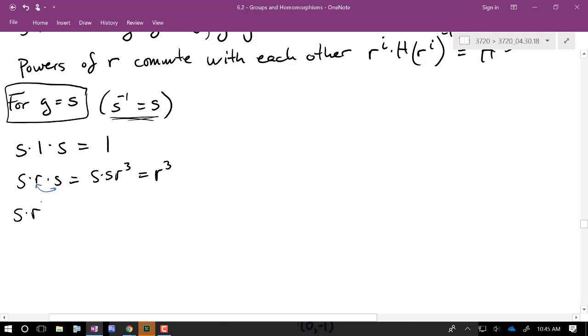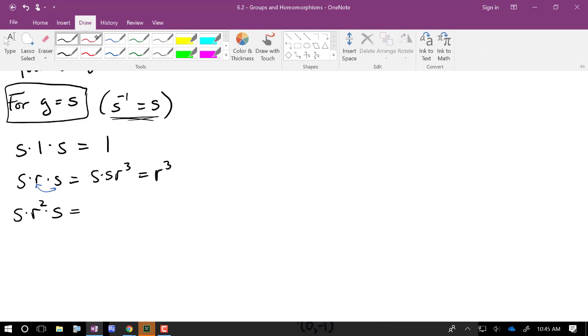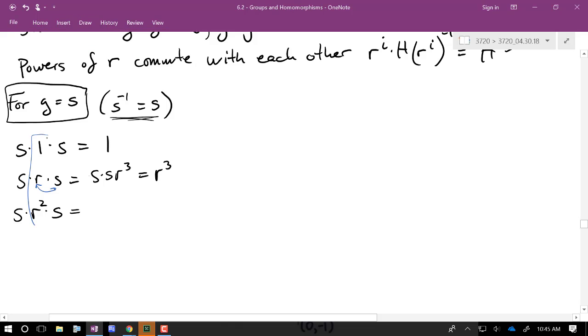So now we'll do it again. SR squared S. I'm just going down the elements of H. So in the middle here, I'm just choosing a different element of H to put in, and then finding what we get. So SR squared times S, well, if I flip the R squared and the S, I just get SR squared, and that gives us R squared. We've done a lot of these computations already. And then lastly, SR cubed times S is the same as S times SR, and that gives us R.